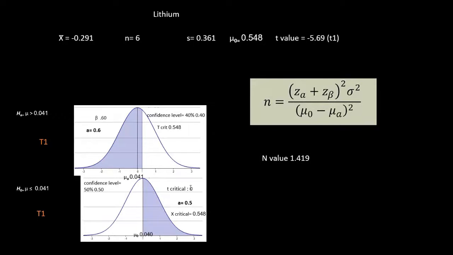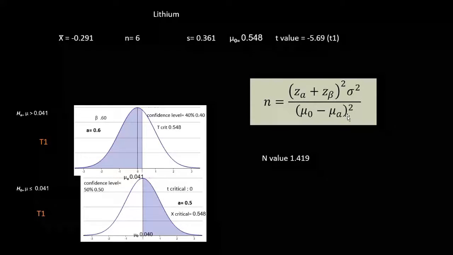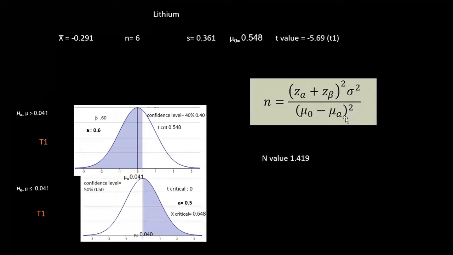So for alpha it will be this one, and for beta, what will Z be, the critical value for beta? It will be this one, and then basically you add them up, and once you get the result, you square it, and you get the square of the sigma, or standard deviation, the sample standard deviation. Then you subtract the mu null against the alternative, you square the result, and you divide the results given by the upper part and the bottom part, and you come up with the result.